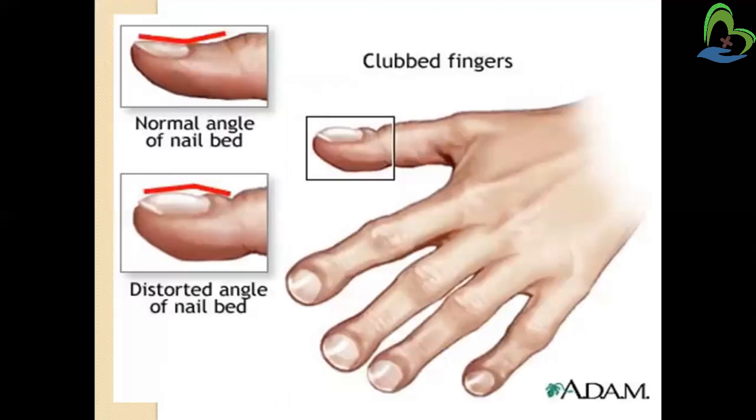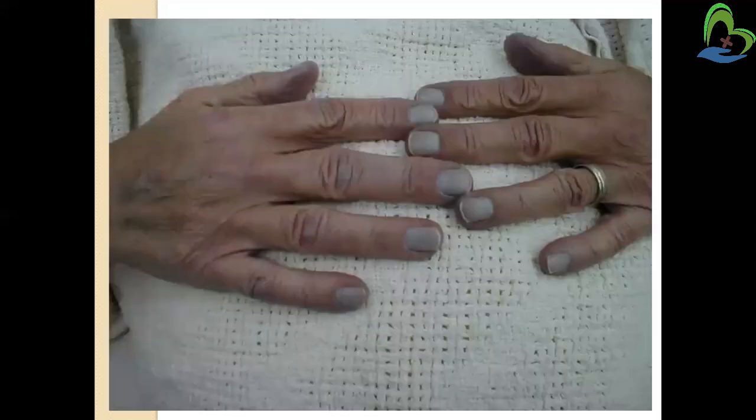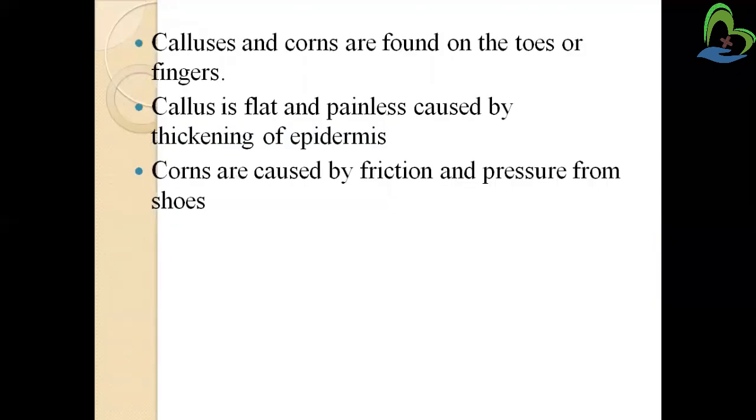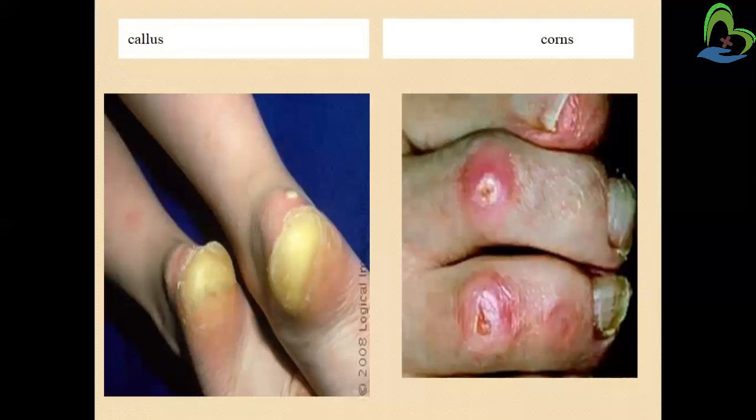So you can see this one is the clubbed finger, which usually happens due to a lack of oxygen supply to the extremity, and this you have to report to the physician. Here you can see the cyanotic nails too. Calluses and corns are formed on the toes or fingers. Callus is flat and painless, caused by thickening of the epidermis. Corns are caused by friction and pressure from the shoes. So this is how a callus looks, and this one is the corns.